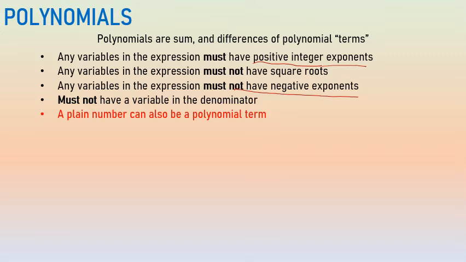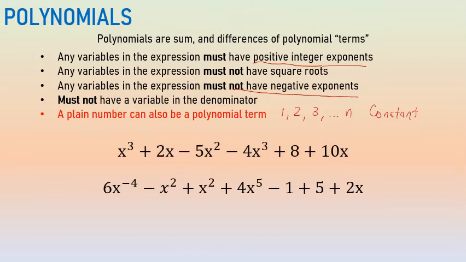Okay? And another property is it must not have a variable in the denominator. And a plain number can also be a polynomial term. When we say plain number, these are the numbers 1, 2, 3, and up to n, or what we call constants. Constants are also classified as a polynomial term. Okay? So, let's have some examples.